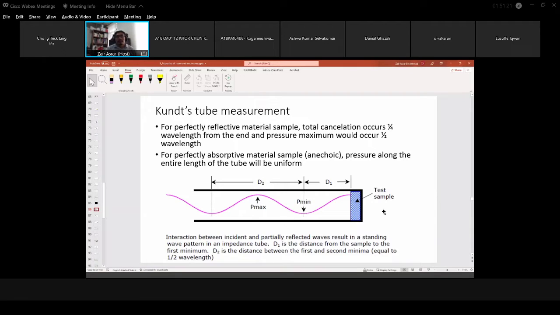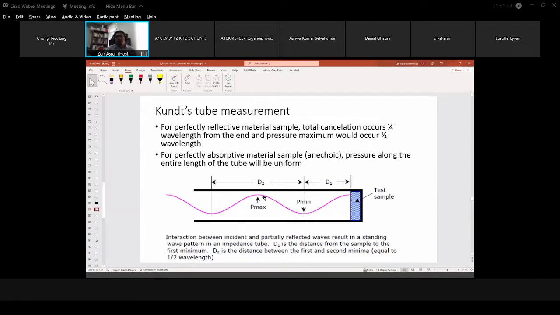Okay, right? However, if we have a perfectly absorptive material, then we know that there will be no reflection at all. Okay, the sound will go through. There will be no region of maximum and minimum. Okay, why is that? Because there's no sound being reflected back within the tube. Okay, so of course there's no such thing as perfectly reflective and also perfectly absorptive material. Everything will be in between.